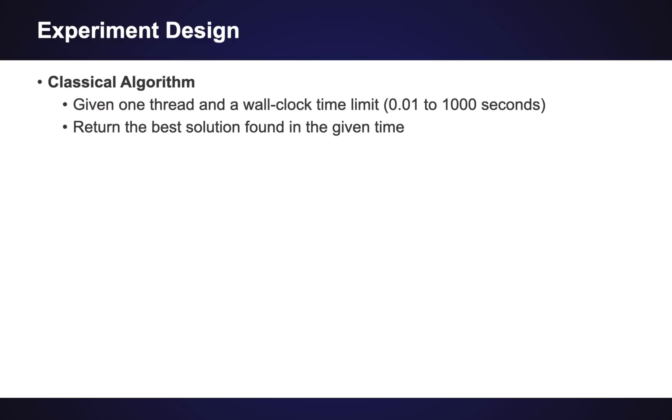In terms of an experimental design, we're going to give the classical algorithms one thread, and we're going to measure their wall clock time performance spanning 6 orders of magnitude, 1/100th of a second to 1,000 seconds.